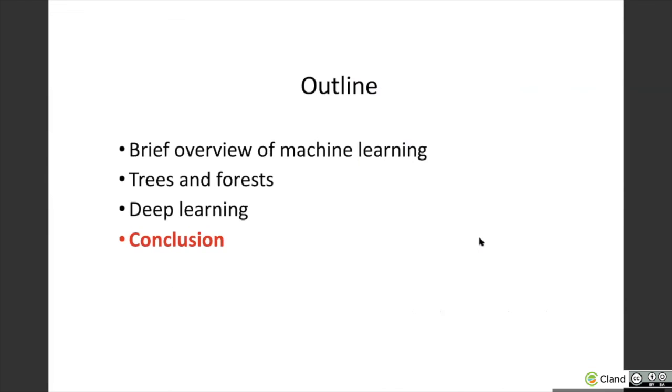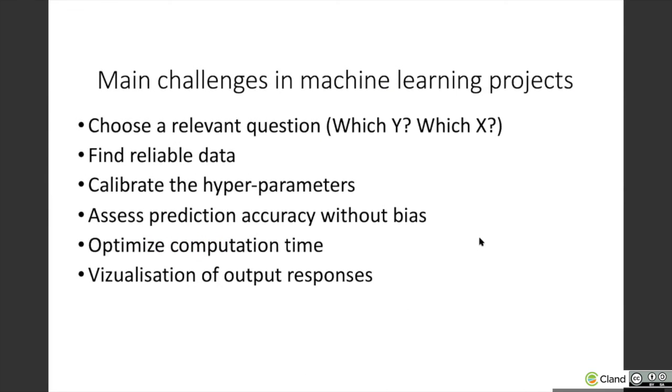So that's the end of the lecture. So in conclusion, if you want to involve yourself in a machine learning project, you have to deal with several challenges that are important to keep in mind. So first, of course, you have to choose the relevant question, meaning that you have to define carefully the response variable Y to predict and the inputs X. You have to find reliable data. You will always have to calibrate some hyperparameters. We have seen several examples in the lecture. It's very important to be aware of the risk of overfitting. So that's why it's important to assess the prediction accuracy using, if possible, an independent test data set or cross-validation.